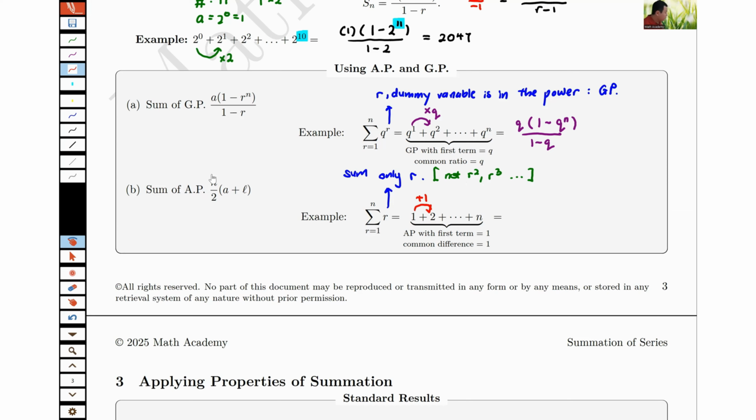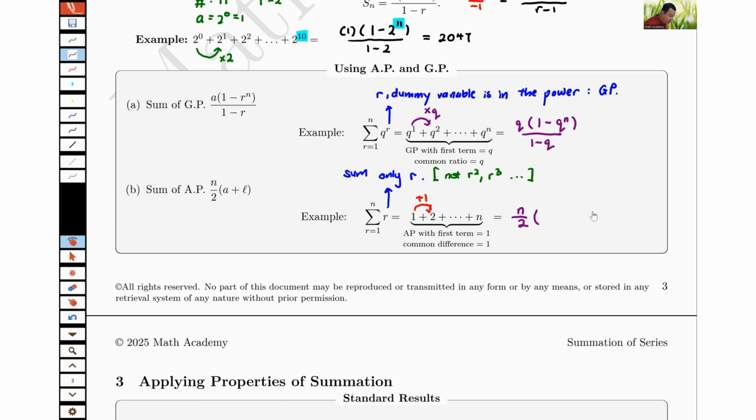So the AP formula is written for you on the left. You start with n over 2. N is your number of terms. So the number of terms here is still n. Number of terms is always upper minus lower plus 1.